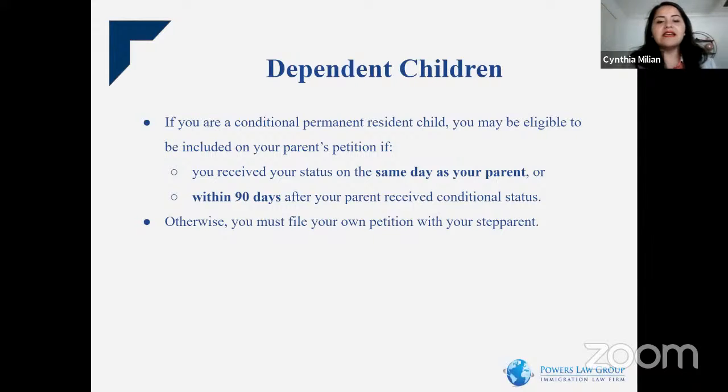And like I said, the dependent children can be included on their parents' application. But if you file your own petition with a stepparent, then you have to include a separate one.